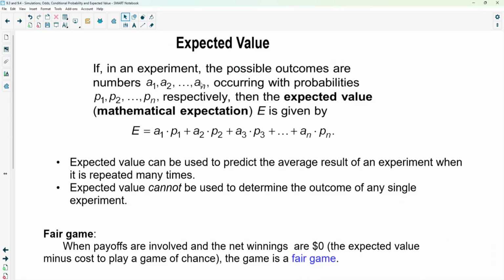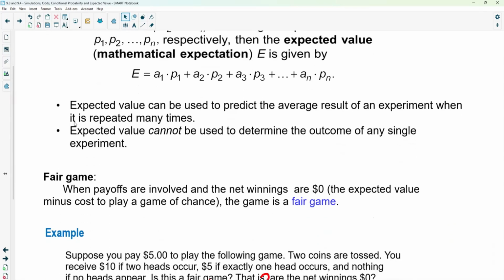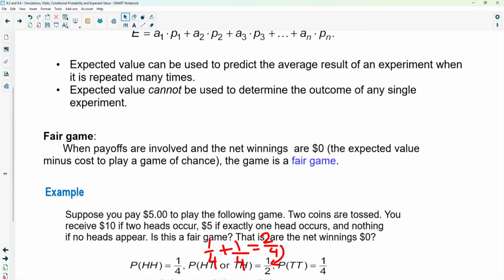We don't have to pay each other, right? So in this case, it says a fair game, when payoffs are involved and the net winnings are 0, the expected value minus the cost to play a game of chance, the game is fair. So again, if you play it because you have to pay, you have to subtract that from the expected value.